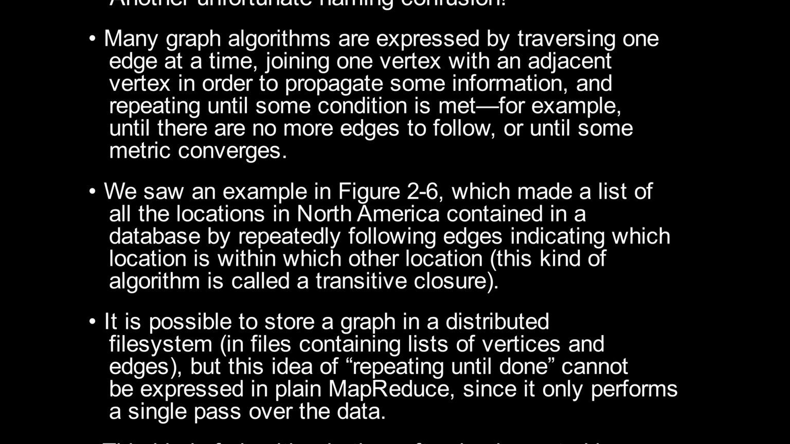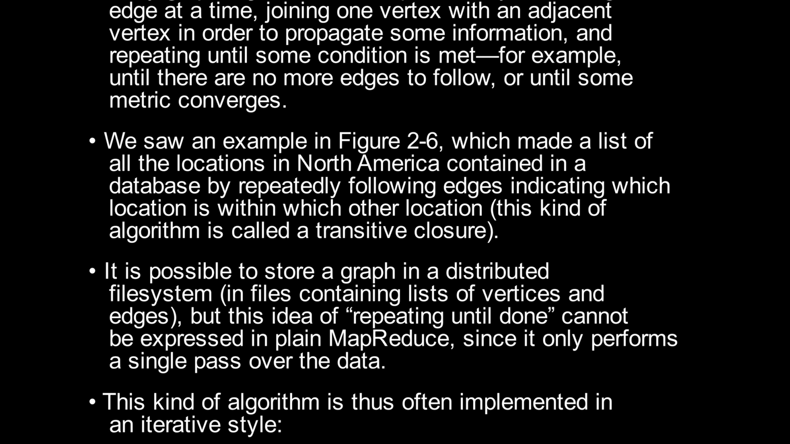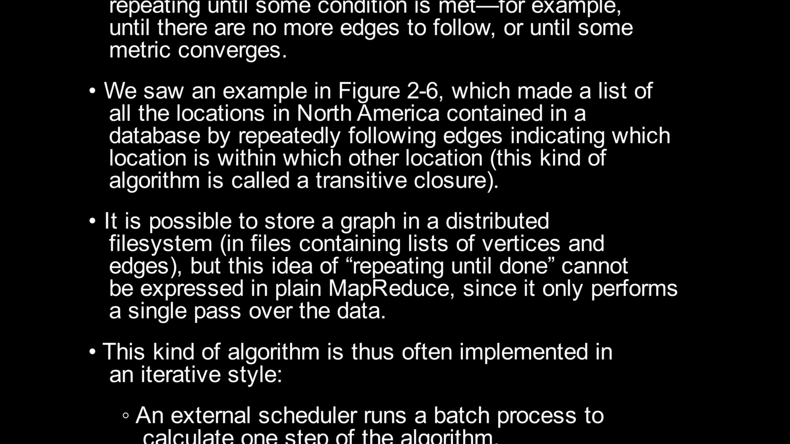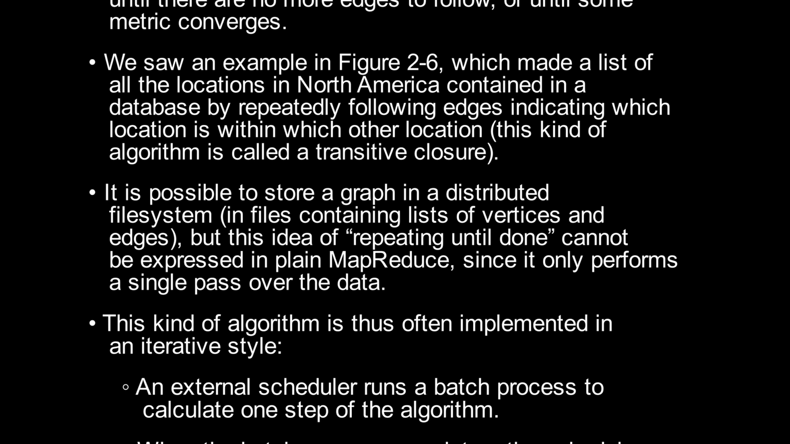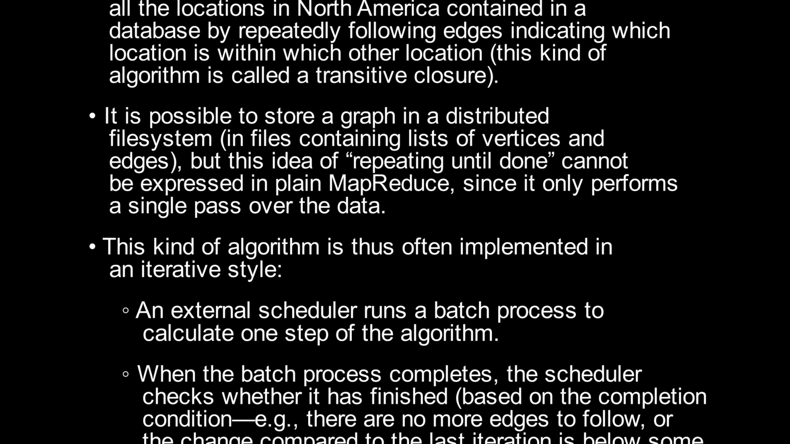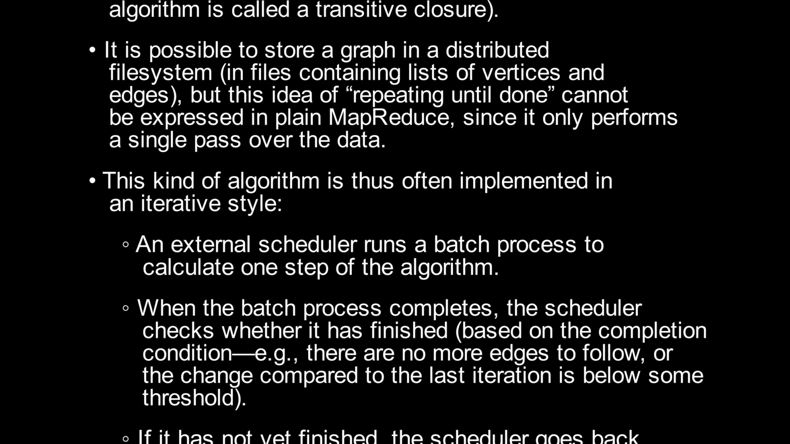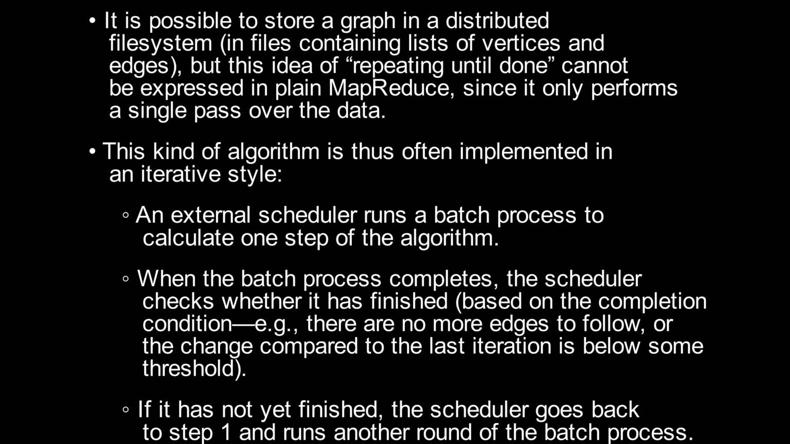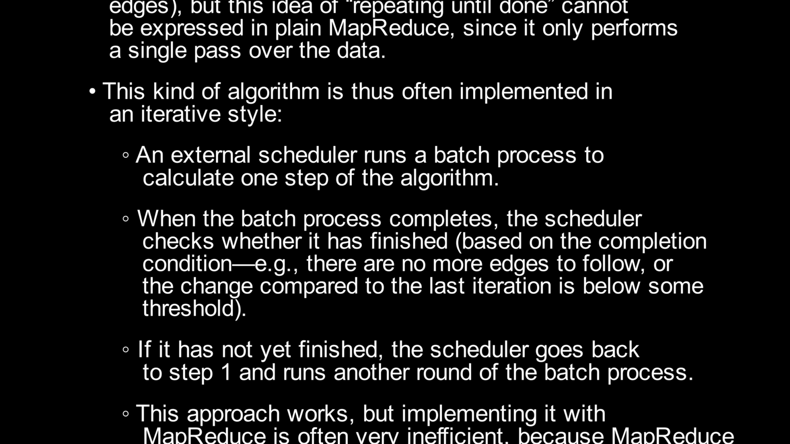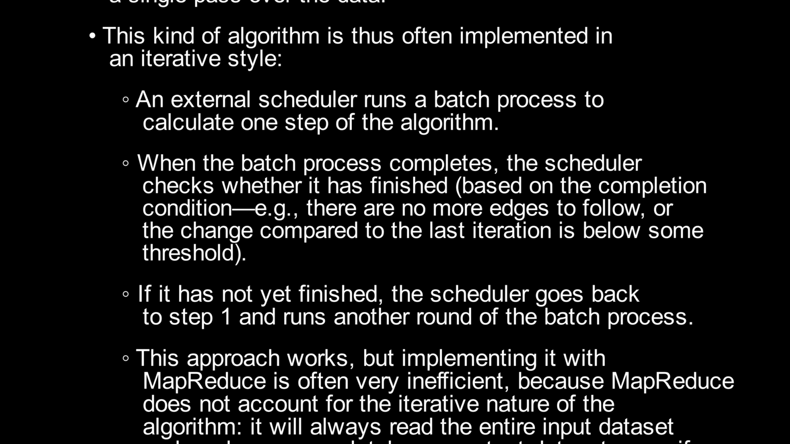It is possible to store a graph in a distributed file system in files containing lists of vertices and edges, but this idea of repeating until done cannot be expressed in plain MapReduce, since it only performs a single pass over the data. This kind of algorithm is thus often implemented in an iterative style. An external scheduler runs a batch process to calculate one step of the algorithm. When the batch process completes, the scheduler checks whether it has finished based on the completion condition. For example, there are no more edges to follow, or the change compared to the last iteration is below some threshold. If it has not yet finished, the scheduler goes back to step 1 and runs another round of the batch process.